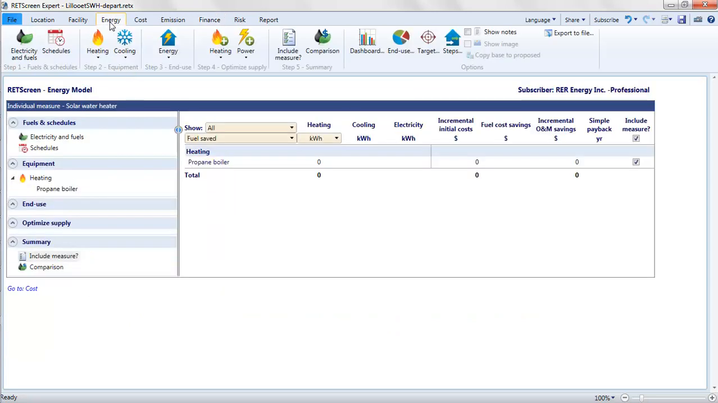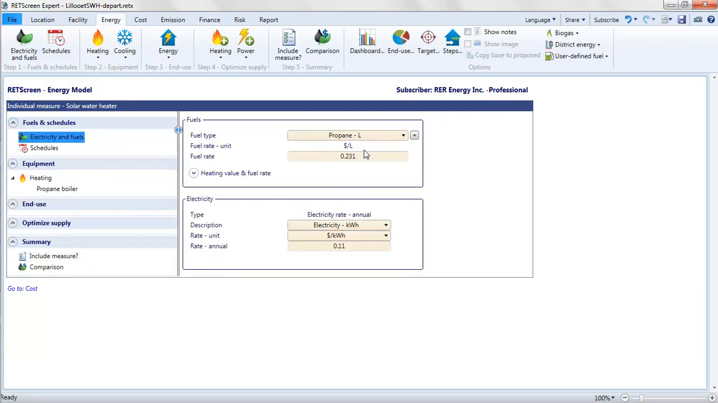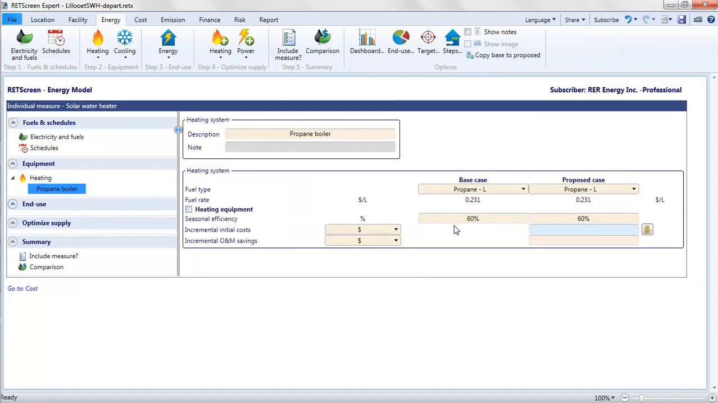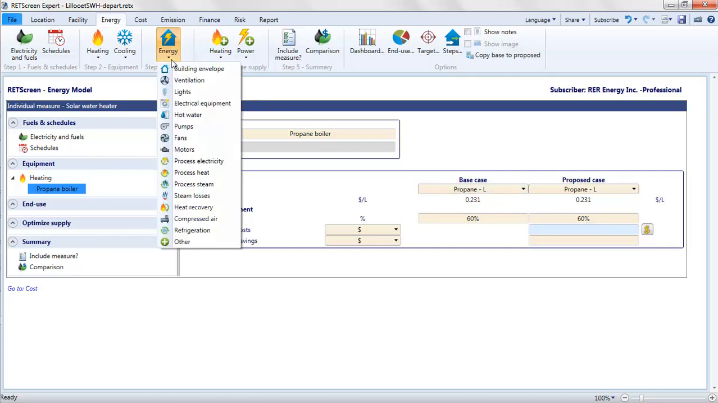On the Energy tab, I've already set up the Electricity and Fuels page showing propane, which we will use for heating, at 23.1 cents per liter, and electricity for the solar collector pump at 11 cents per kilowatt hour. Heating is currently provided by an old 60% efficient propane boiler. That is the sole source of heat in the base case. In the proposed case, any supplementary heat that the solar collector is unable to provide would be supplied by this propane heater. We need to estimate the hot water demand for this indoor pool.